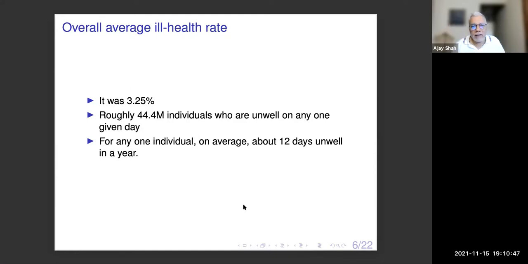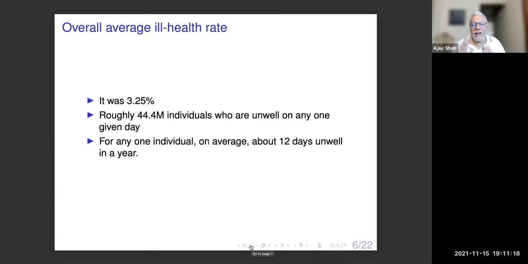So first fact, the first discovery of this paper. On average, the ill health rate is 3.25%. Okay, so if you meet 100 people and you ask each of them, are you feeling well today? 3.25% of them are saying, no, I'm not feeling good today. And that maps to about 44 million individuals in India who are unwell on any one day. Or alternatively, if you want to think about this across time, this is about 12 unwell days on average for one individual for 1 year.